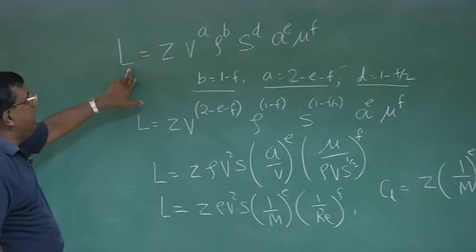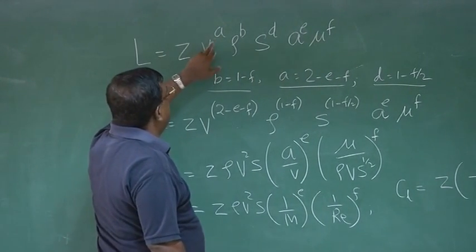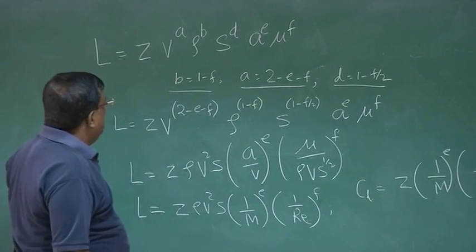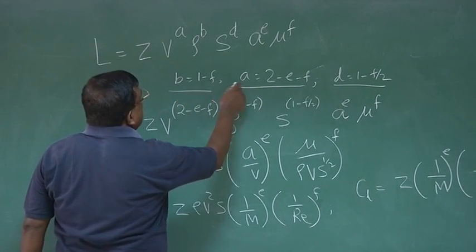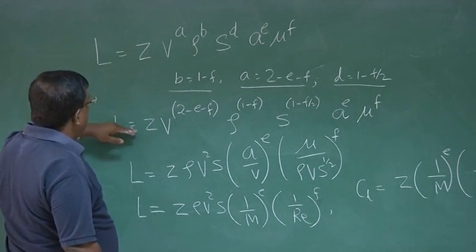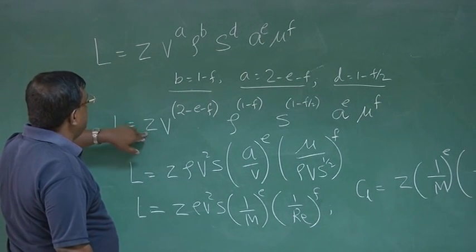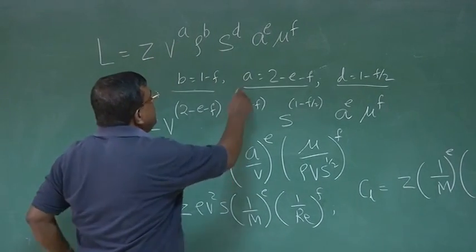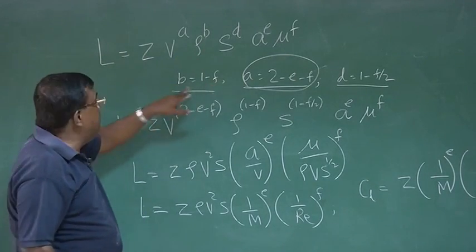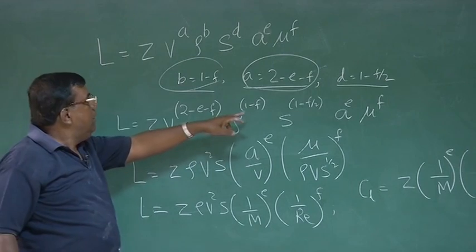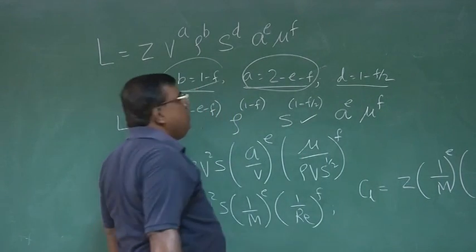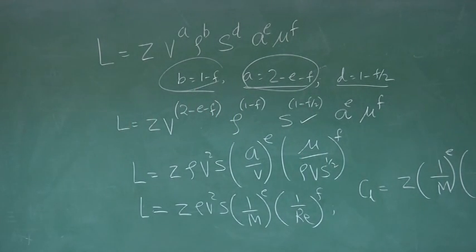And we have already modeled lift as Z, which is a constant, V to the power A, rho to the power B, S to the power D, A to the power E, and mu to the power F. And we know the value of our expression for A, B, and D. So I substitute this in this equation, so I get lift equal to Z, V to the power 2 minus E minus F, rho to the power 1 minus F, S to the power 1 minus F by 2, and A to the power E, and mu to the power F.